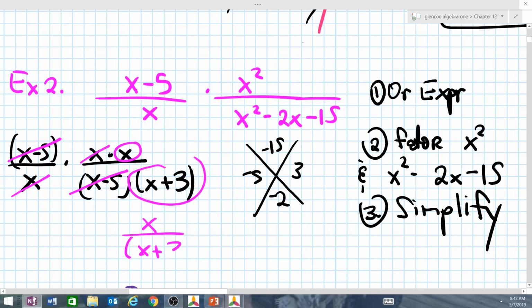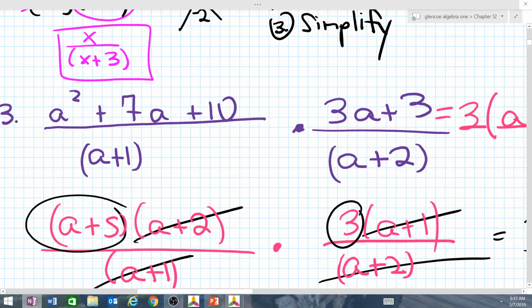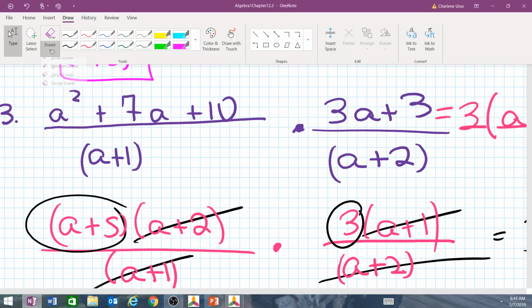Who can tell me why I can't cancel the x's? Why can I not cancel the x's? Because the x plus 3 is joined together by an addition sign, or we could say they're holding hands. Good job. Anybody have a question? Alrighty, let's try this one. a squared plus 7a plus 10 over a plus 1 times 3a plus 3 over a plus 2. And we'll just get rid of all of this noise.